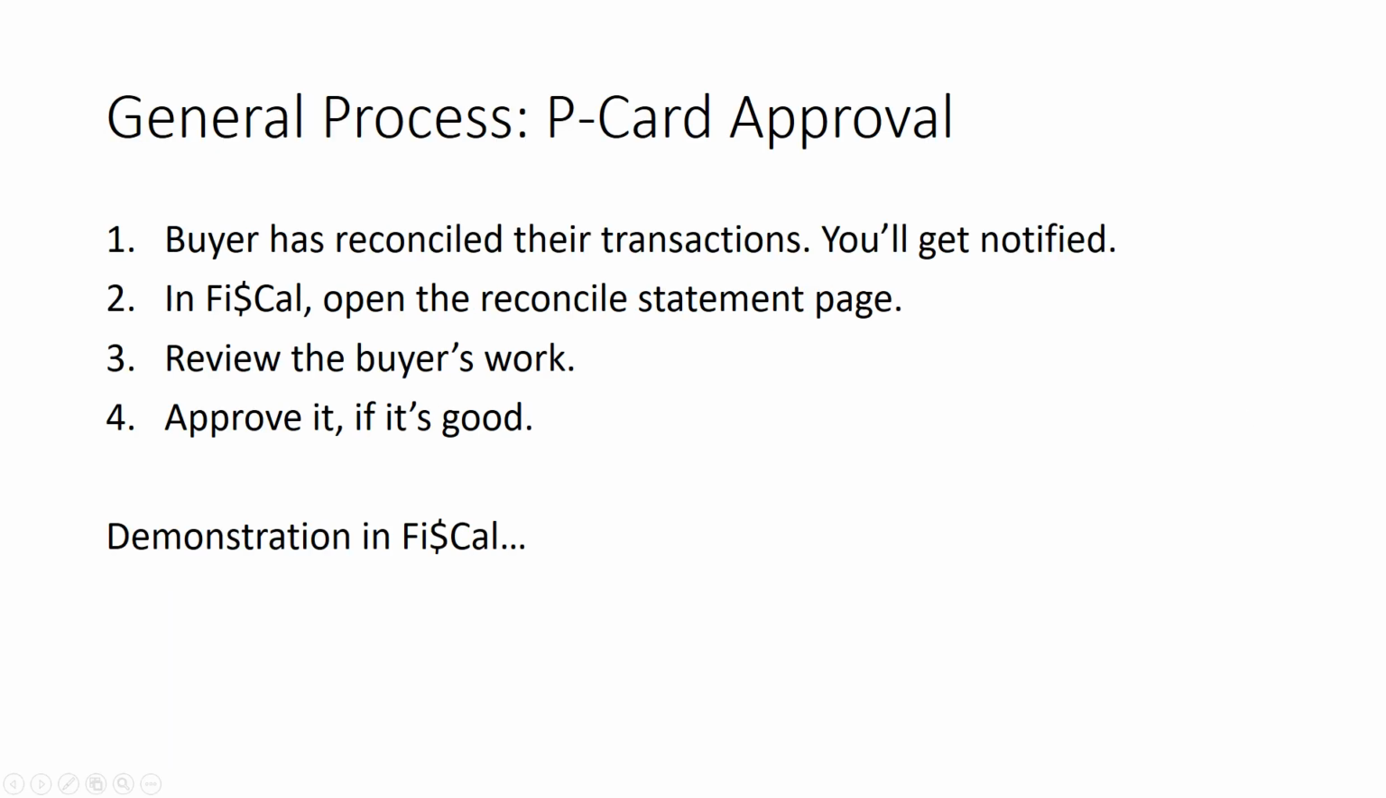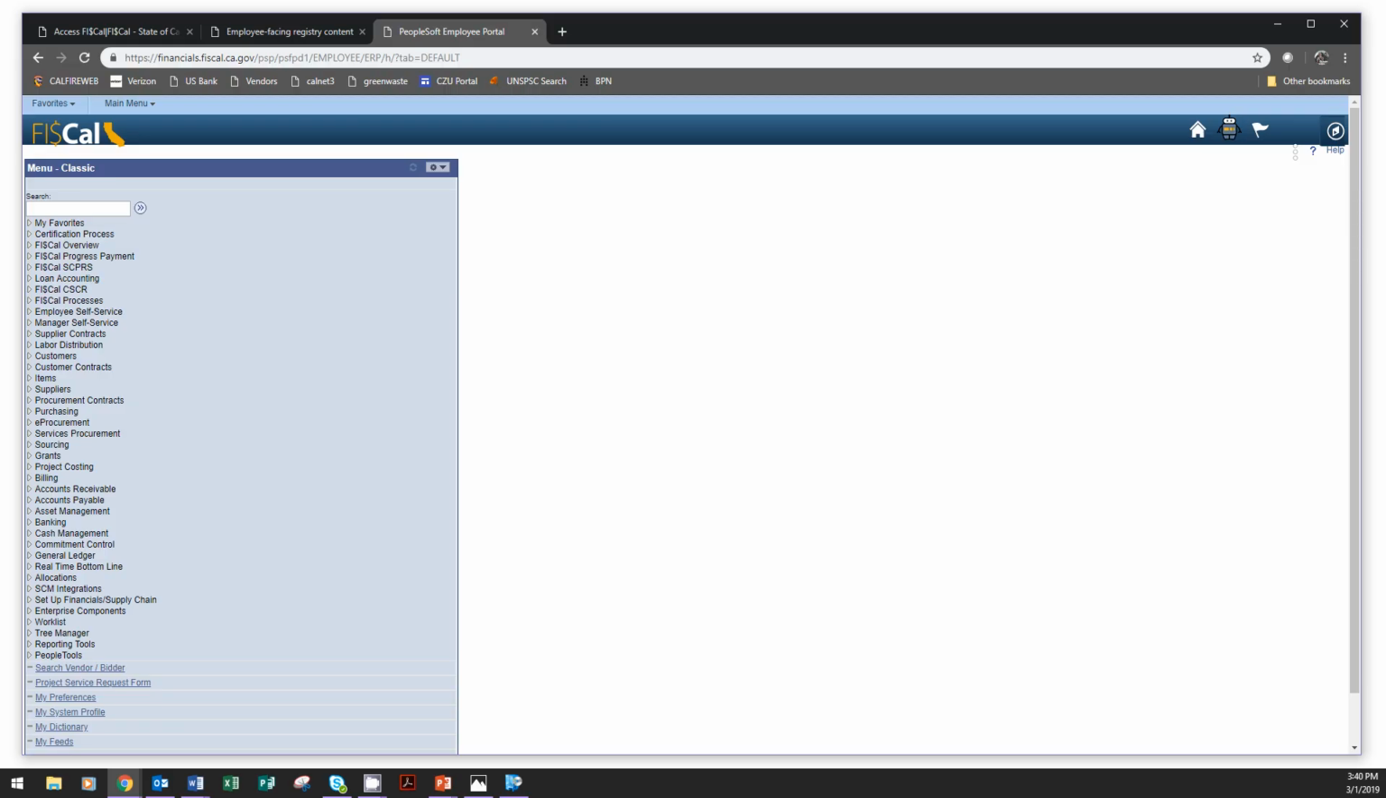Just like with purchase orders, when the buyer has done their part, you'll get notified. Unfortunately, I do not have the P-card reconciler role, so I can't show you what the emails might look like. In Fiscal, you'll navigate to the Reconcile Statement page, check the buyer's work, and if it's good, approve it. So let's take a look at it. Navigate to the Reconcile Statement page.